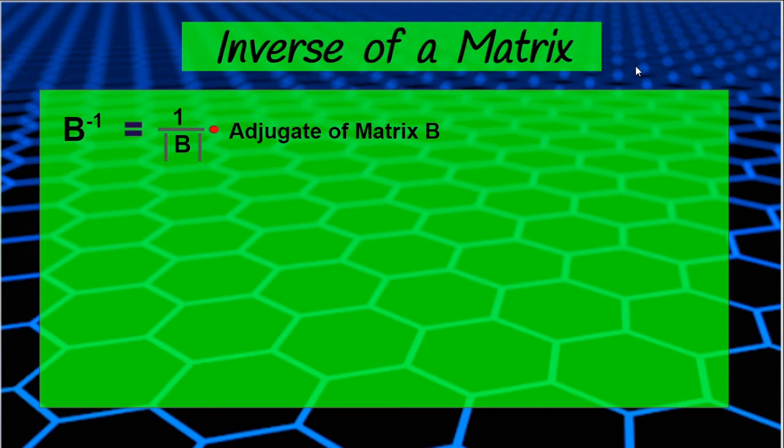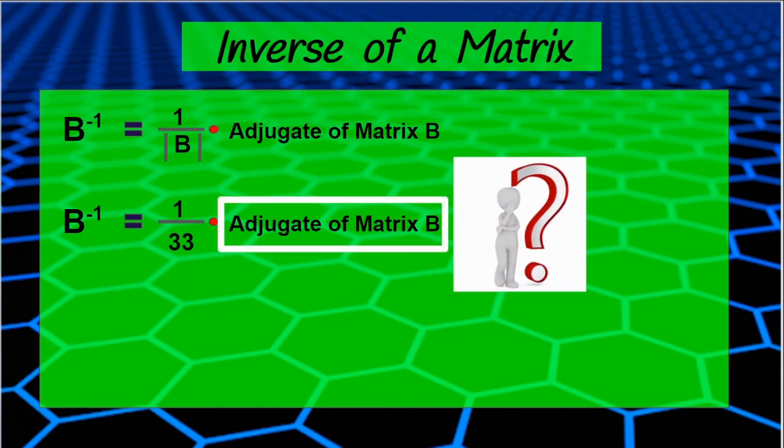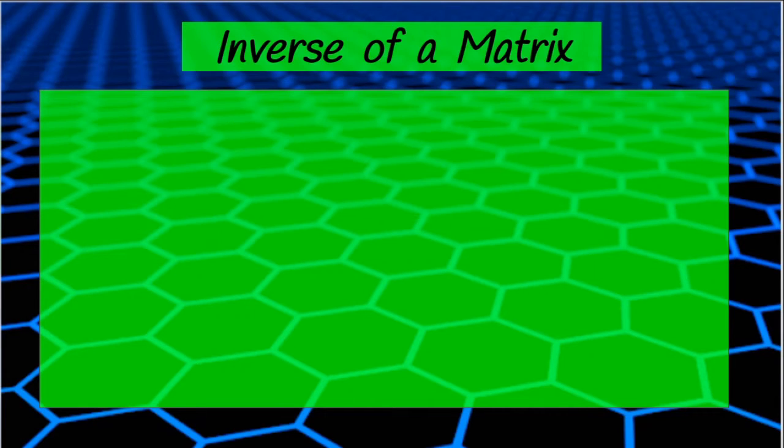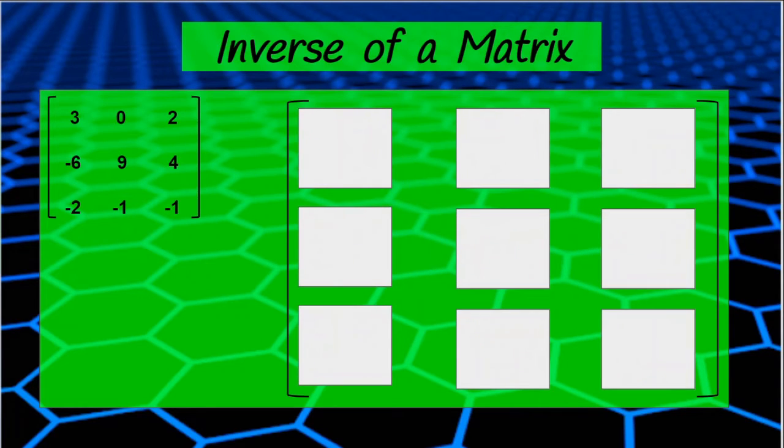So we can rewrite our formula for the inverse of matrix B this way, since we just found the determinant to be 33. Now how do we find the adjugate of a 3 by 3 matrix? The first step is to write out our original matrix and also draw out a larger 3 by 3 matrix where instead of values you put boxes. Now let's see why we have all these. We are going to perform a very simple elimination process, and this is how it goes.